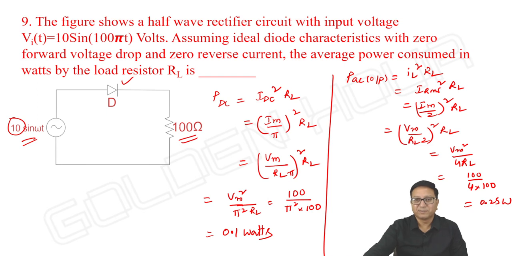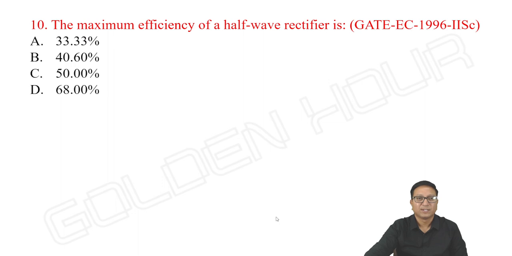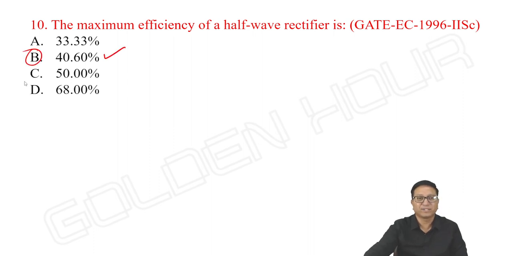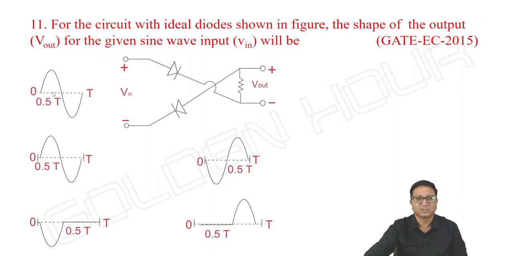Okay. This way we can write it. As it is a half-wave rectifier, the maximum efficiency of a half-wave rectifier is 40.6%. Option B is correct. It's a straight formula based question.